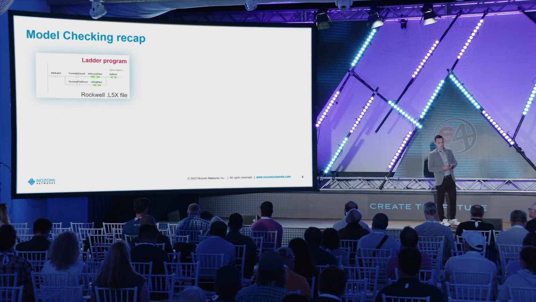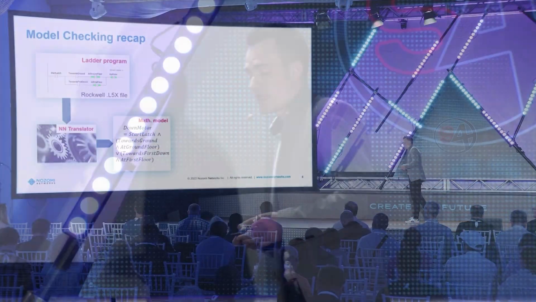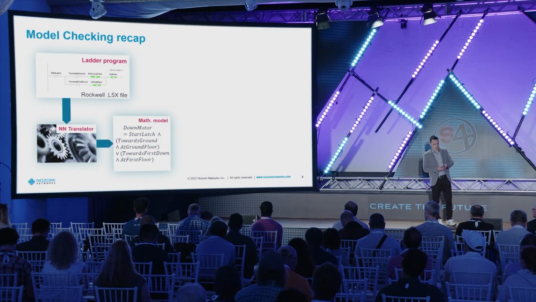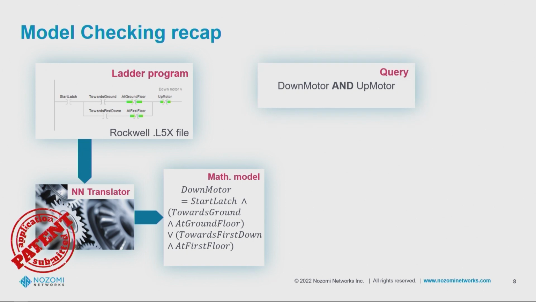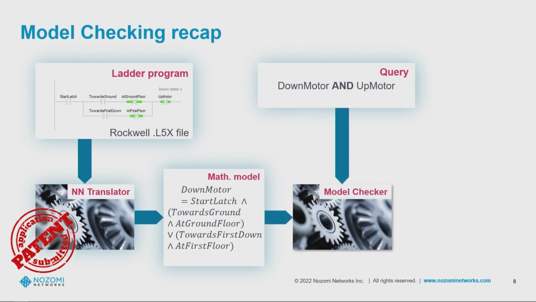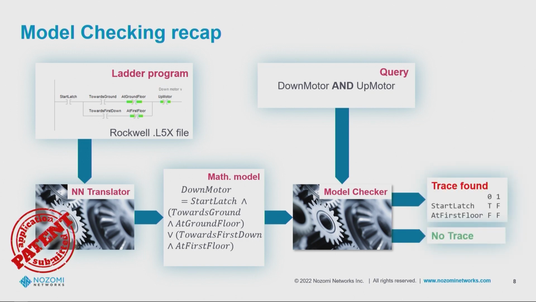We take a ladder logic program in L5X format. We translate it into a mathematical model following the translation that I showed in the previous slide. And by the way, we are submitting a patent on this translator. Then we take a query. We combine the query and the mathematical model, and we give it to a tool called the model checker. The model checker will either produce a trace, so a set of input values that have to be given to the original ladder logic program in order to satisfy the query, or it will say that no trace can possibly be found.